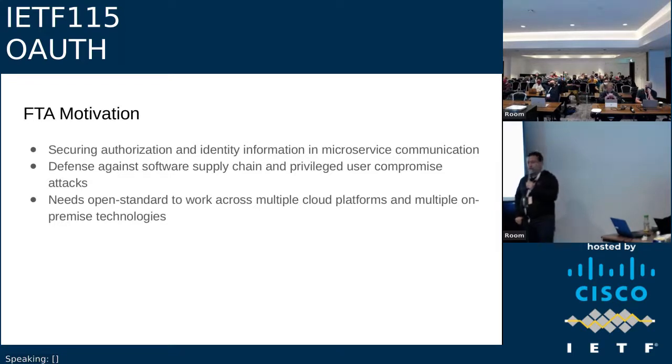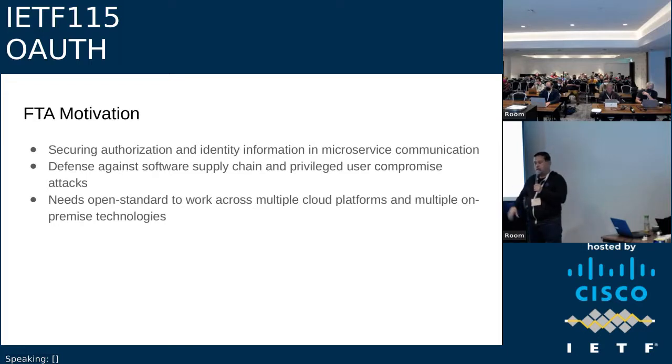So the motivation is we want to secure communication between microservices, both inside a single trust domain or a single VPC, if you will, and across trust domains. This is so that if there is a software supply chain attack or other way in which a VPC is compromised, you cannot have an elevation of privileges or an impersonation of users within that trust domain.